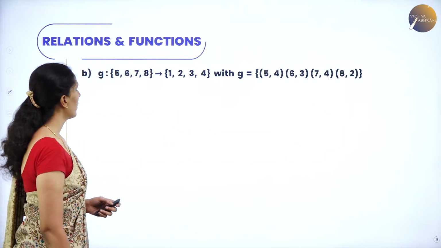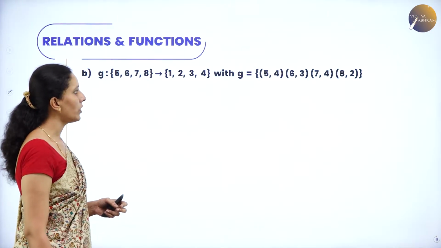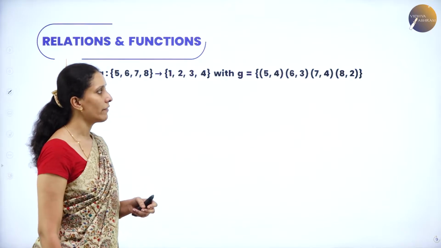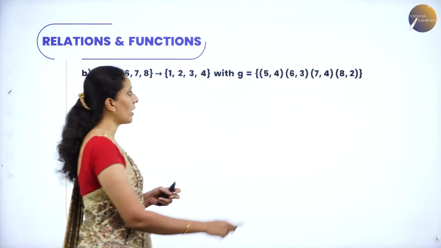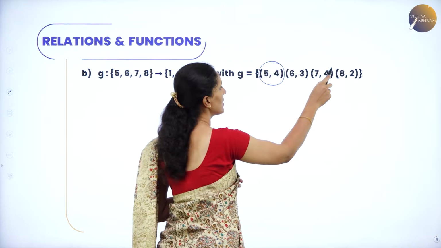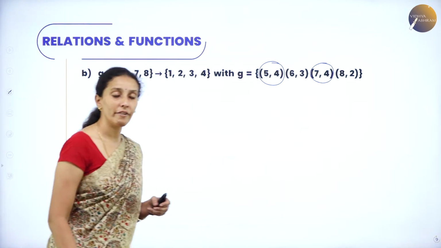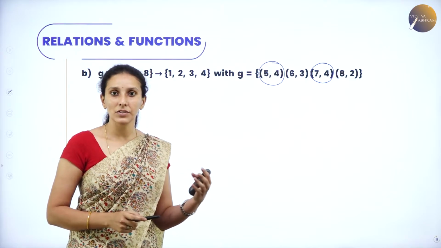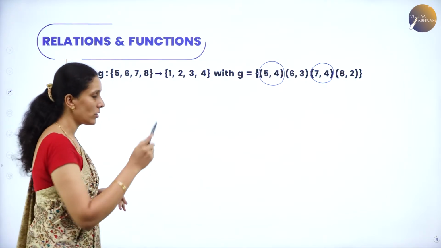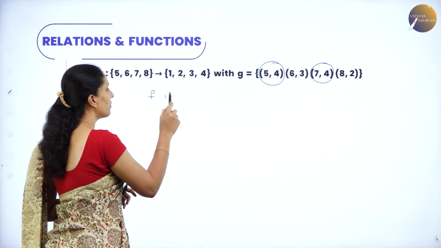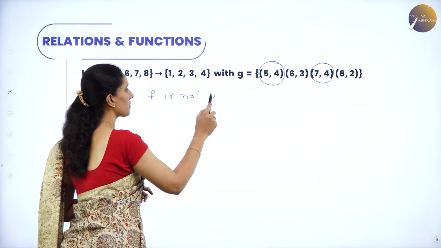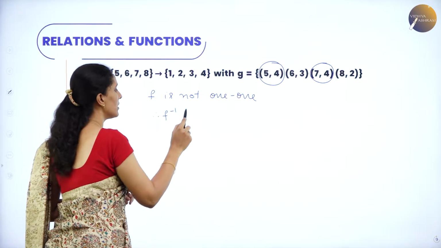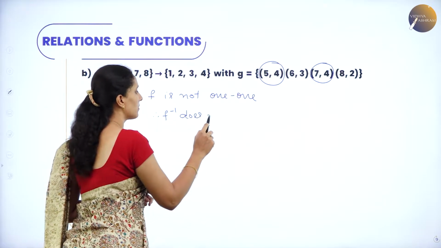Next one, the domain is {5, 6, 7, 8} and the codomain is {1, 2, 3, 4}. G is equal to {(5, 4), (6, 3), (7, 4), (8, 2)}. Clearly you can observe this 5, 4 and 7, 4. That is, 5 and 7 have the same images. If they had different images, we could say it is 1-1. But they have the same images. So therefore here also it is not 1-1. So therefore the inverse does not exist.